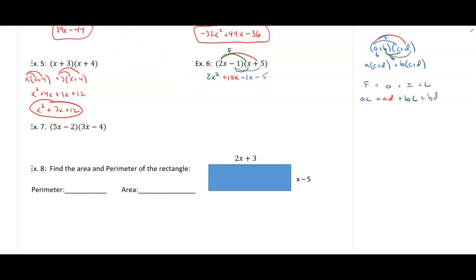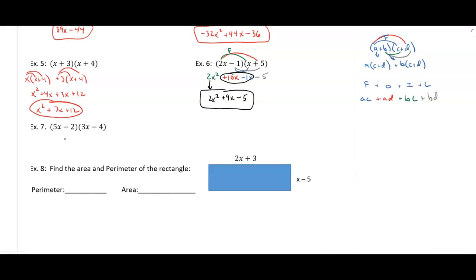Now if I look here, I cannot combine anything with 2x squared, so I bring that down. 10x minus 1x gives me plus 9x. And then I bring down the minus 5. And I am done. Okay. So the next one, I kind of like the foiling method. I like both methods. When you multiply a binomial times a binomial, foiling always works.